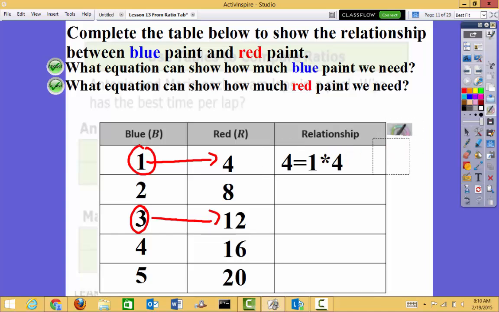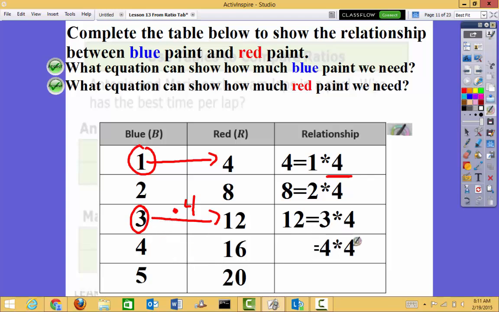Well, it'll be for this second one. It's going to be 2 times 8. I'm sorry, 2 times 4 equals that 8. What is this one going to be? It's 3 times what? Times this 4 again. I'm always multiplying by 4. This is going to be 4 times 4 equals what? 16. And 5 times 4 equals what? Equals this 20. So that's my relationship.